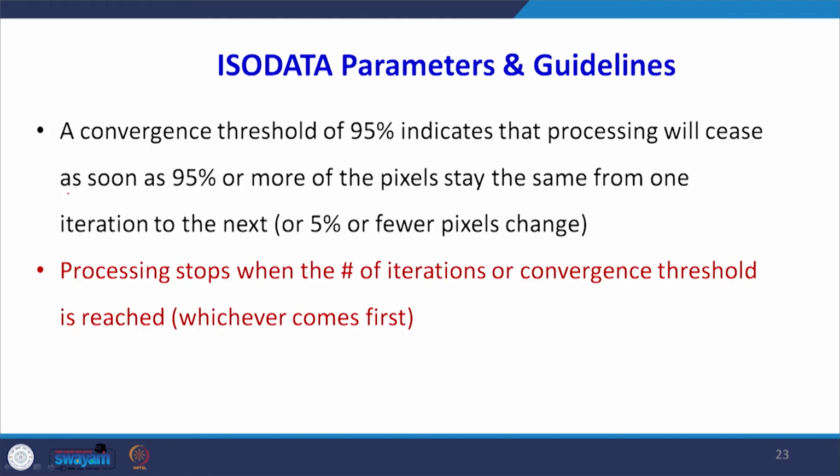So, that is what we are defining, and when we define the convergence threshold of 95%, it indicates that the processing will stop as soon as 95% or more of the pixels from one iteration have shifted to the next iteration. So, the process will stop, and it will take the other pixels into account, and this will continue for a number of iterations. When this convergence threshold is achieved for the entire image, all the clusters, then the process will automatically stop after those iterations. There will not be any change.